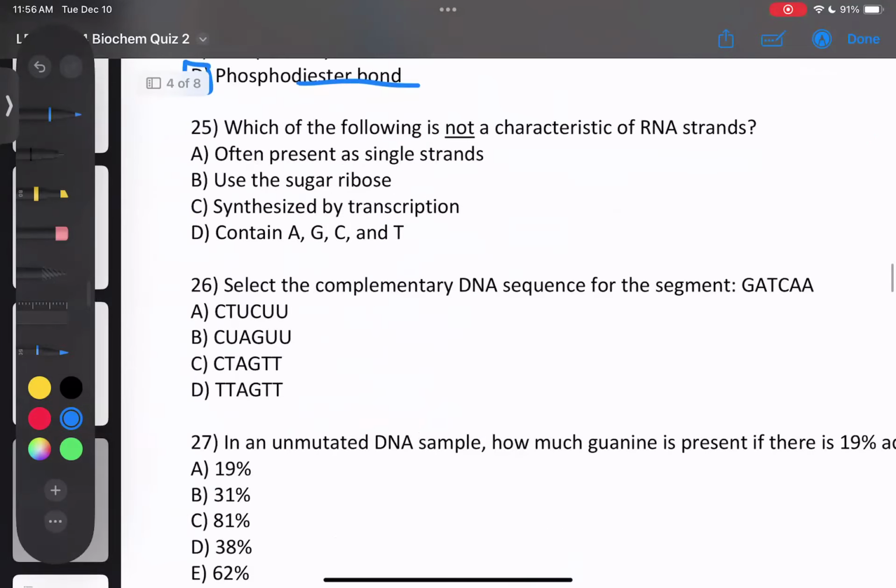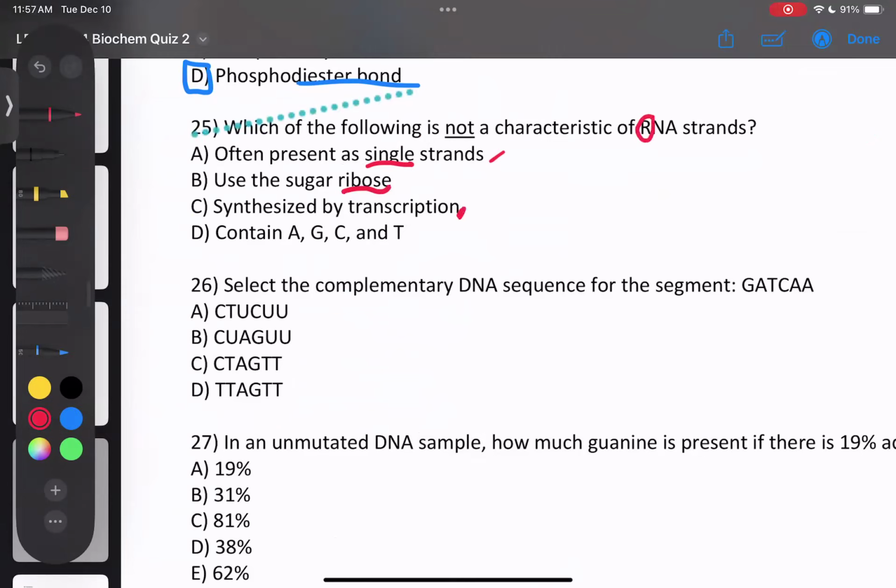Anyway, let's go to 25. Which of the following is not a characteristic of RNA strands? Are they often single strands? Yes. And DNA is double, right? And then, of course, they use the sugar ribose. Come on. RNA, ribonucleic acid.